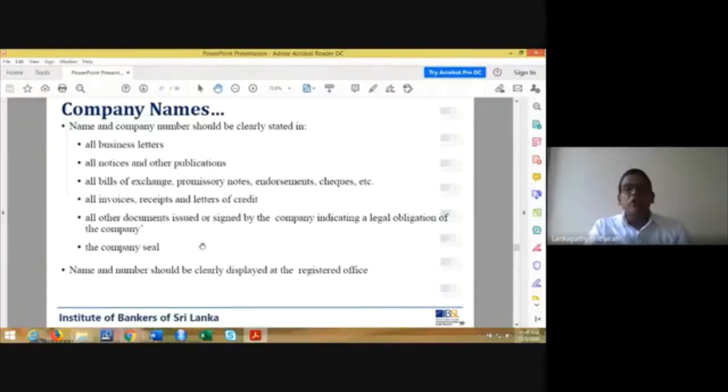So these are the documents the company sees. These are the documents where they have to use the company name. And finally, the name and number should be clearly displayed at the registered office. Actually, this is one of the most important requirements. At their registered office, they have to clearly mention their name, company name, and the company number. Understand? So these are some of the requirements.